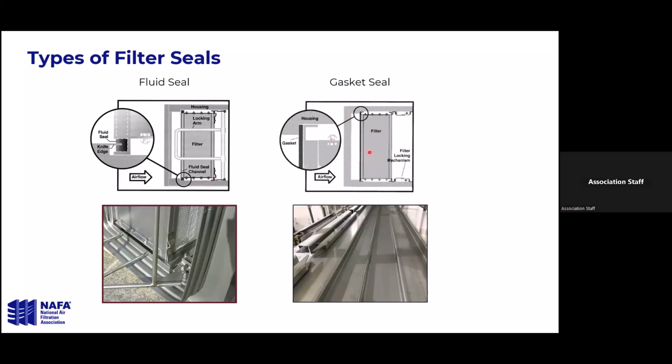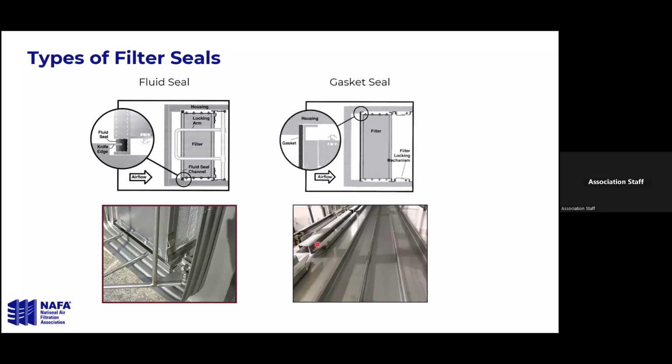The other one is going to be a gasket seal. So this would either be a neoprene gasket, or it could be like a core elastic sponge gasket if you were dealing with higher temperatures. But there's going to be a flat flange in that housing that filter is going to push up against, and that gasket will push up against that flat flange and compress to give you your good seal. And then you'll have some type of filter locking mechanism that you're actuating on the top and the bottom to press that filter onto that flat flange.